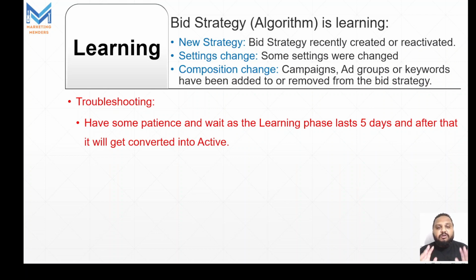Whenever you find that your bid strategy is in the learning phase, don't worry, right? Have patience, leave it as it is, let Google Ads work itself, adapt itself, learn itself, and then it will start giving you better performance. The only thing which you should not be doing is incorporating any change in the Google Ads campaign. That is about the bid strategy learning status. Now next, limited.